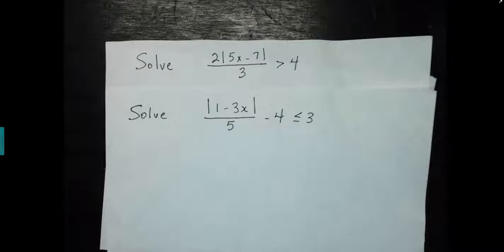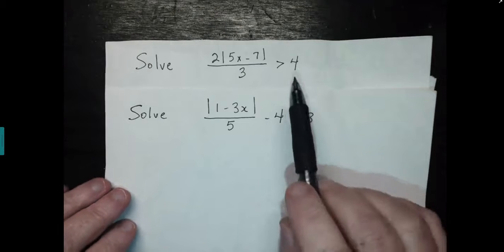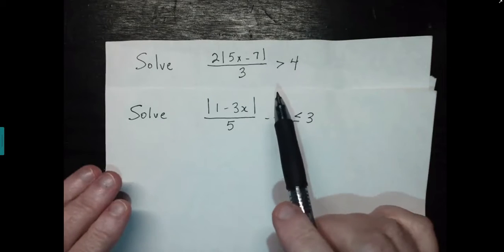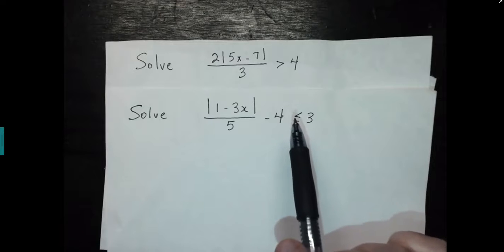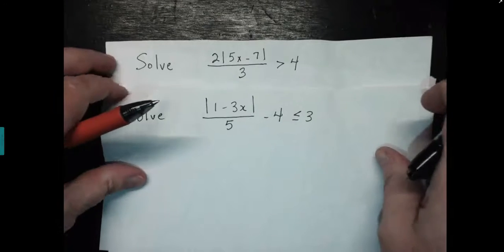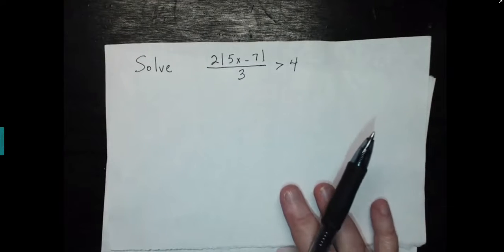In this video, we're going to be looking at solving absolute value inequalities. So we don't have an equal sign, we have greater than, less than, and so forth. Greater than or equal to, less than or equal to. So let's look at this one first.